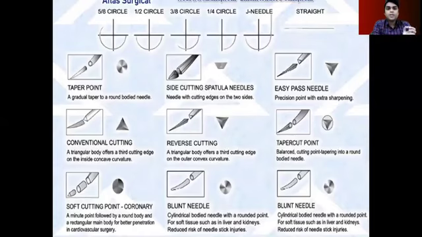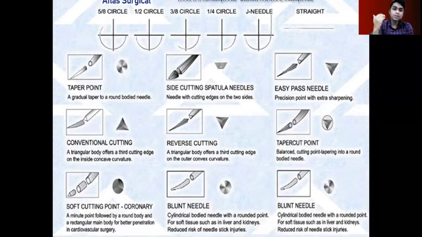In this image, you can see the 5/8 circle, the half circle, 3/8 circle, 1/4 circle, and J needle, as well as the straight needle. These different types of needles have uses in different spheres of surgery. What is important here is to focus on conventional cutting and reverse cutting. In conventional cutting, it has a triangular body that offers a third cutting edge on the inside concave curvature, whereas the third cutting edge is on the outside convex curvature in the reverse cutting needles.